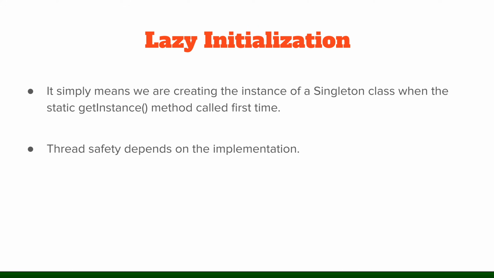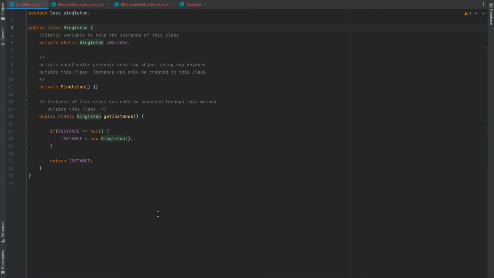Let's see its code. Here is the code and it is similar to the previous examples. The only difference lies in this method. In eager initialization, we directly do the new and this class name in the field, in the attribute part, whereas in lazy initialization, we are doing the instance creation in this method. So let's talk about this method.